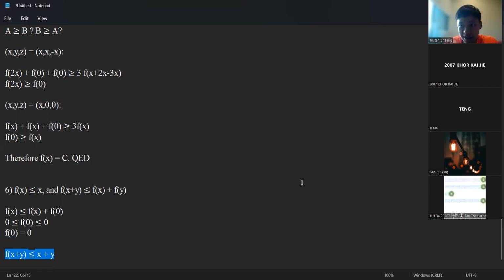f(x) ≤ x, okay, that's an answer claim, so I'm not going to read it out first. Substitute f(x) less than or equal to x into the second inequality and set y equals to 0.